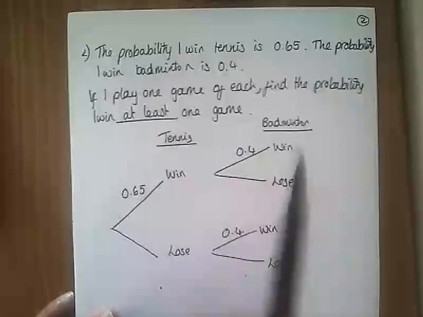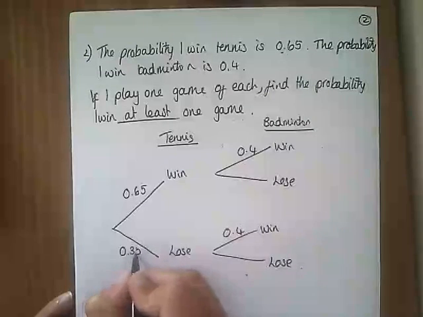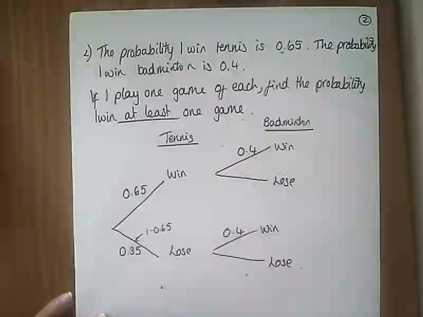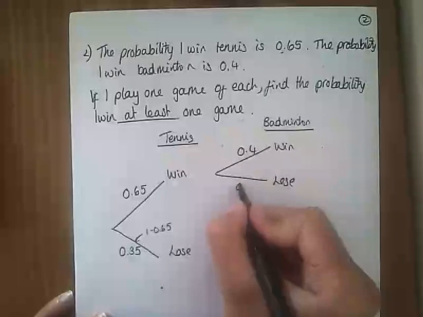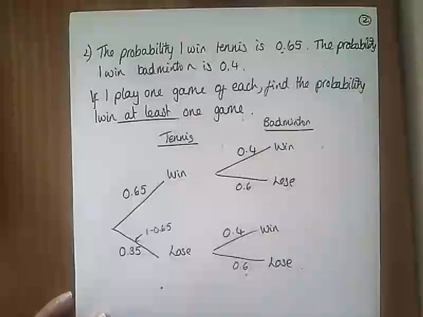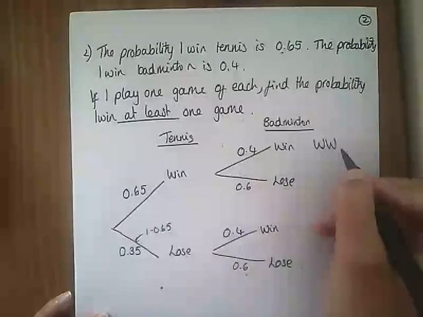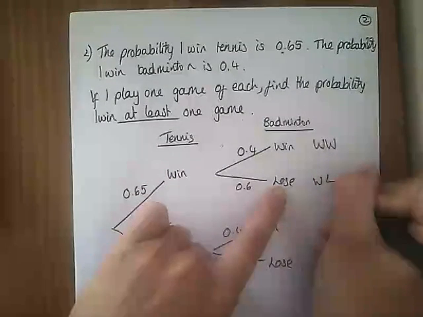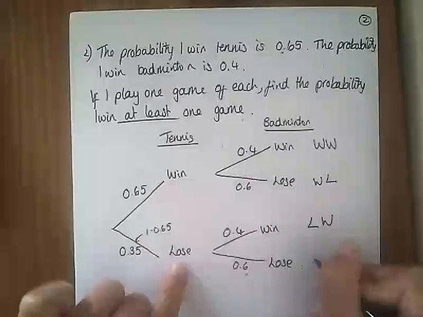If the probability I win tennis is 0.65, the probability I lose tennis must be 0.35. That is 1 minus 0.65. If the probability I win badminton is 0.4, the probability I lose badminton must be 0.6. Now, let's think about what's happened. So if I end here, that means I've won and I've won. I've won both tennis and badminton. If I end here, I won tennis and I lost badminton. If I end here, I lost tennis and I won badminton. And if I end here, I lost both games.